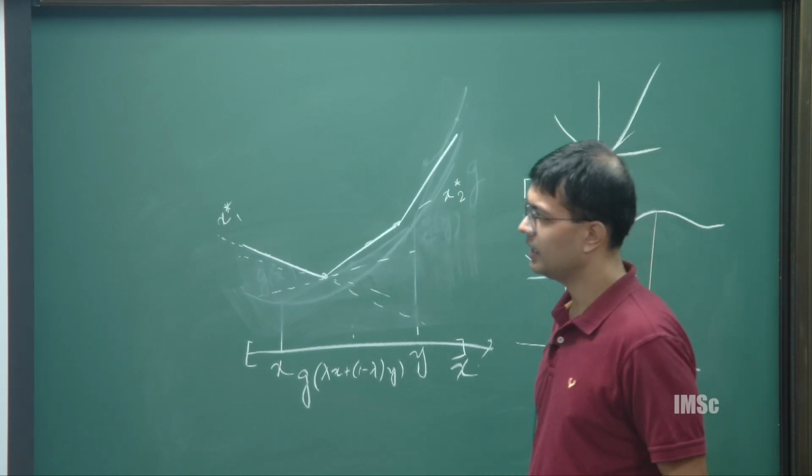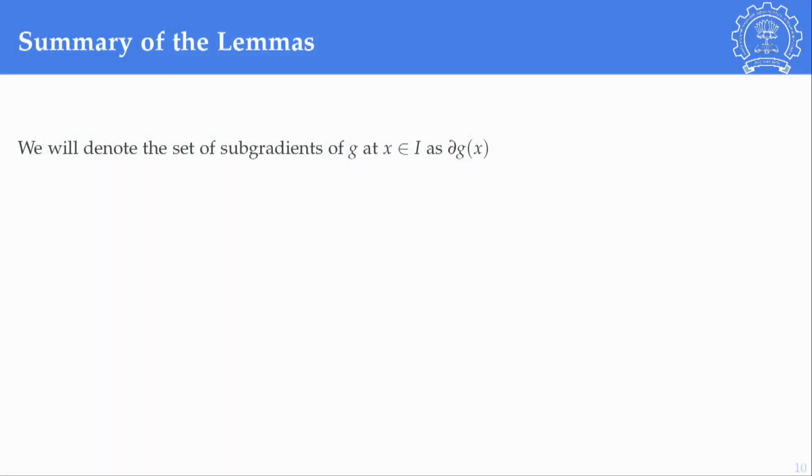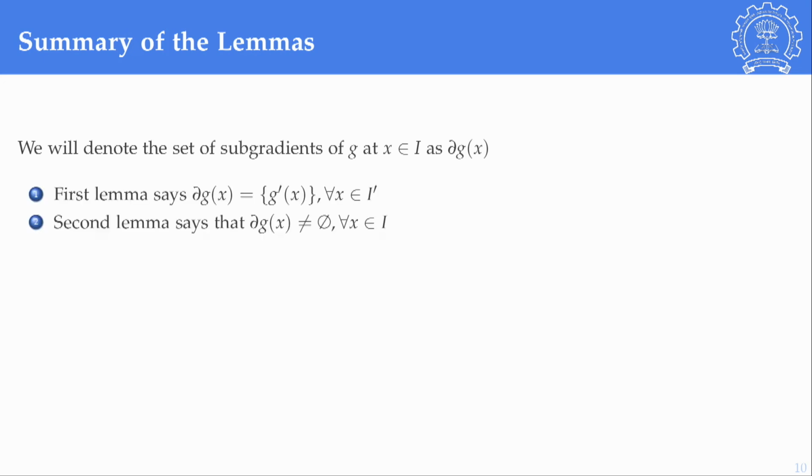Let me try to summarize those previous results. Let us say we want to define the set of all subgradients at a specific point, delta g of x. What will the size of that set be at this point? It will be a singleton, because that is just the derivative, right? And the second lemma is saying that it will be non-empty, but it will be an interval between the left slope and the right slope.